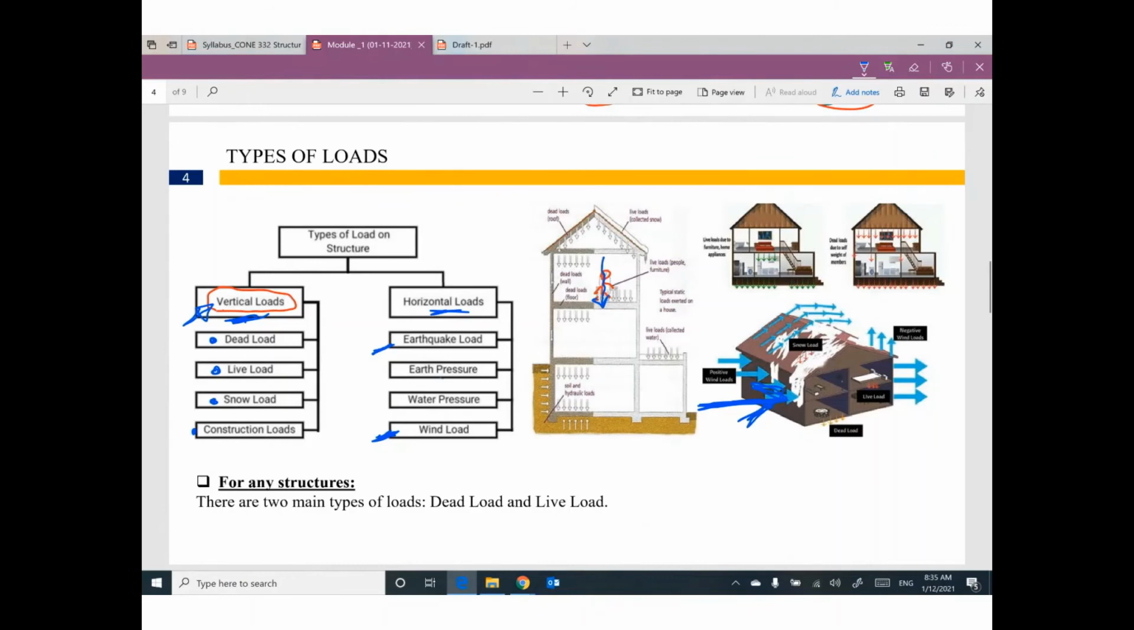For any building, we have two main types of load: dead load and live load. It's not a big deal in this course to learn the difference between dead load and live load, but let me explain something for you.